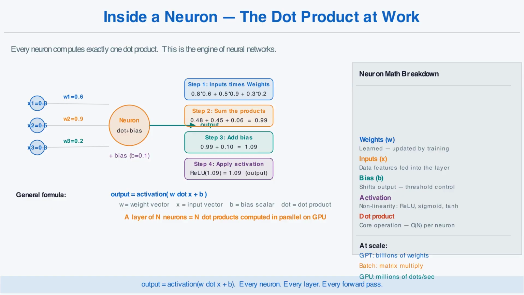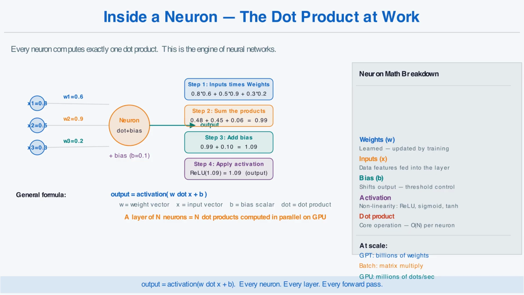First, the neuron computes the dot product of its weight vector with its input vector. That is W1 times x1 plus W2 times x2 plus W3 times x3. In our example, that gives us 0.6 times 0.8 plus 0.9 times 0.5 plus 0.2 times 0.3, which equals 0.99. Then it adds the bias, 0.99 plus 0.1 equals 1.09.